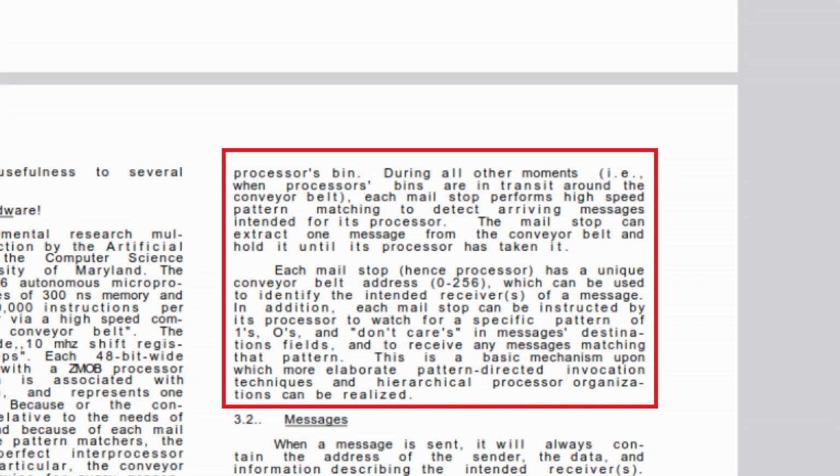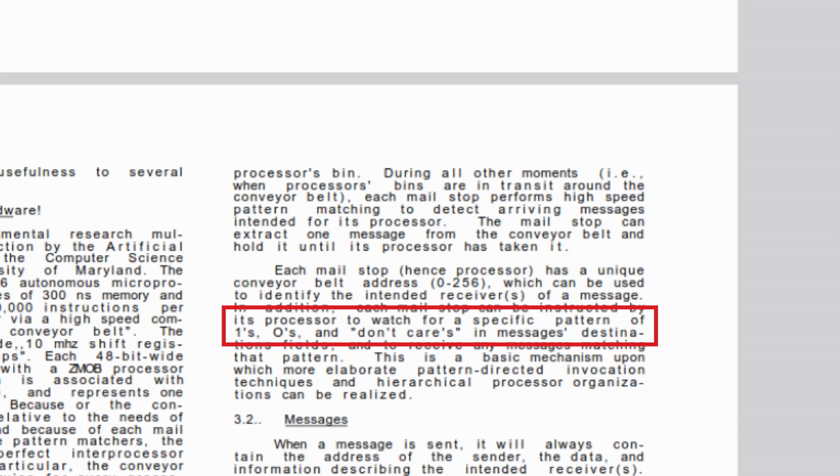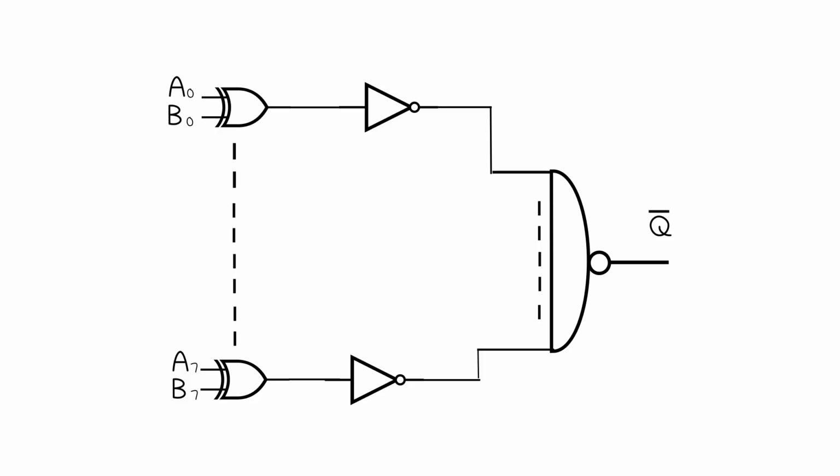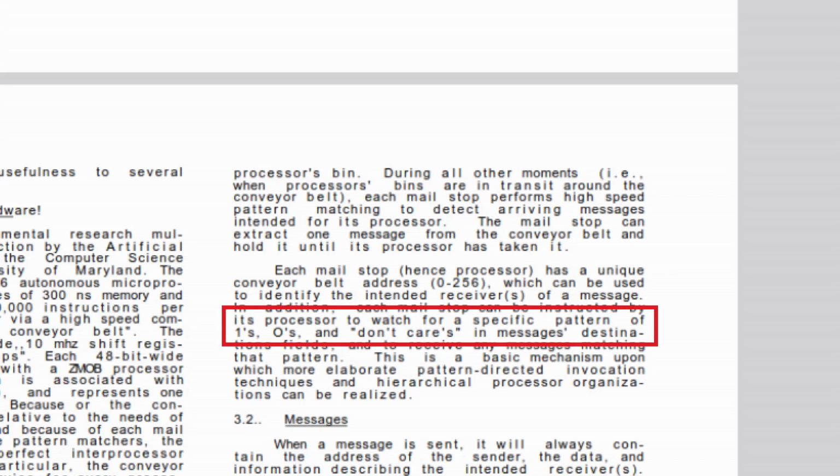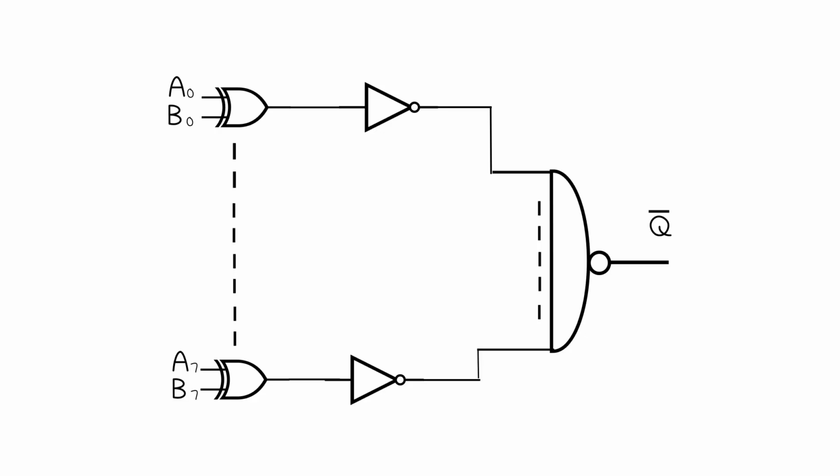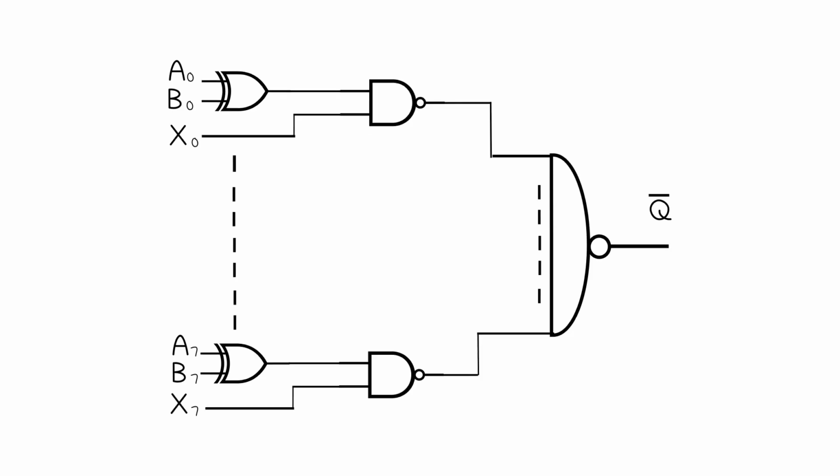Now, let's go back to our paper and look at this bit. In particular, this bit here. Now, it says, watch for a specific pattern of 1s and 0s, which our pattern matcher can do. But it also says it can look at don't cares, which our pattern matcher can't do. So we need to make our pattern matcher ignore don't cares, which is actually really easy to do. All you need to do is change these inverters for NAND gates.